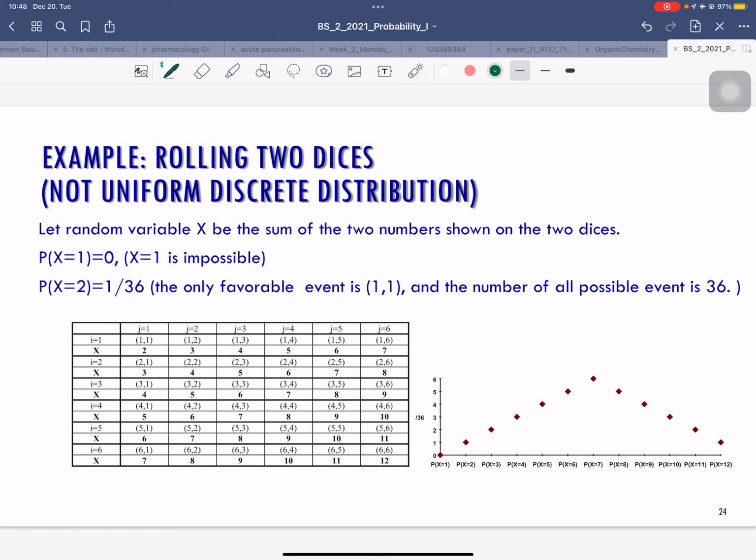Another example, rolling two dice, is very important. It is a non-uniform discrete distribution. For example, if we have a variable x as the sum of the two numbers shown on the two dice, then P(x = 1), with x1 equal to 1, is impossible, and for the second, x2 equal to 2, P is 1 over 36. The only favorable event is 1 per 1, and the number of possible events is 36. I can show it here in this table. All possibilities of x can be seen here, from 2 up to 12, and as x approaches 7, the number of events increases.